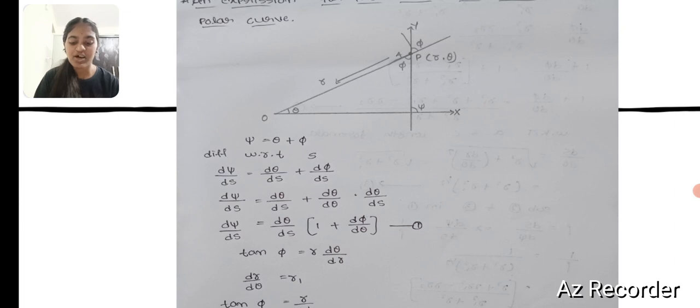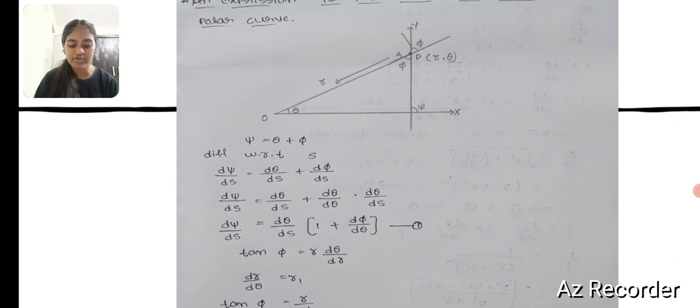Let arc AP equal s. Psi is equal to theta plus phi. Consider it as equation 1. Differentiate with respect to s: d psi by ds is equal to d theta by ds plus d phi by ds.